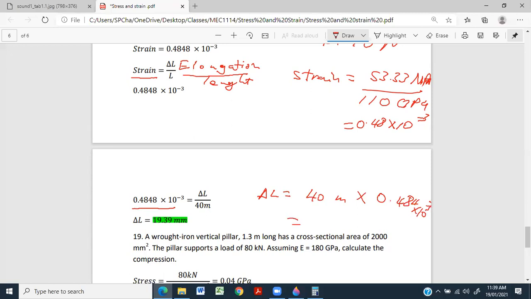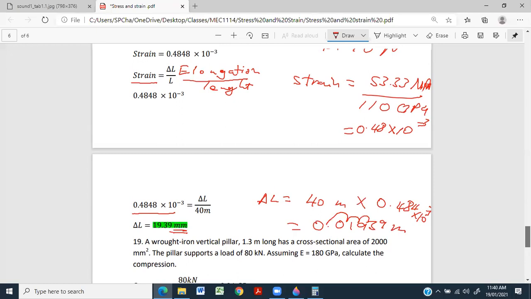That should be equal to 0.0193 meters. And this, down to millimeters, is multiplied by 1,000 to 3. We get 19.39 millimeters. Okay. Any questions?